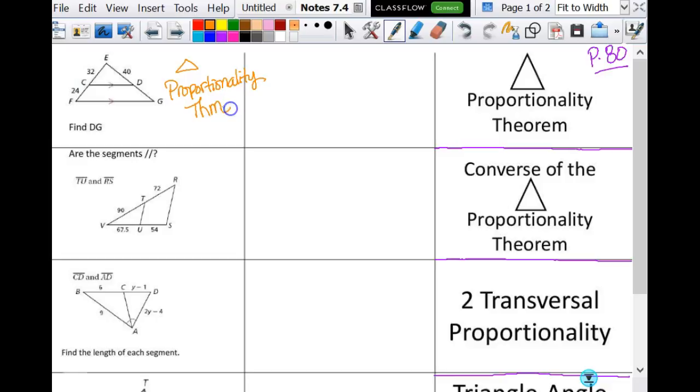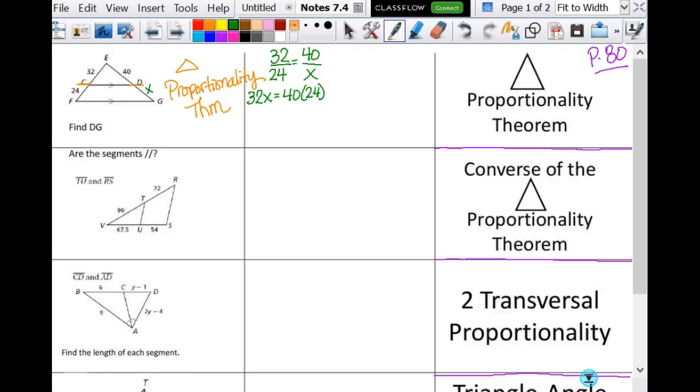Okay, so this is what I'm applying. And what the triangle proportionality theorem says is, if a line is parallel to a side of a triangle, then it divides these proportionally. So remember, this is like your little fraction bar right here. So I can just set that up and put 32 over 24 equals 40 over the x right here. Okay, so then I'm going to cross multiply. And when I cross multiply, that's going to give me 32x equals 40 times 24.